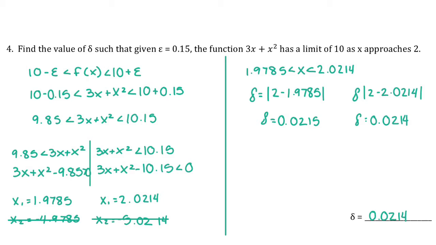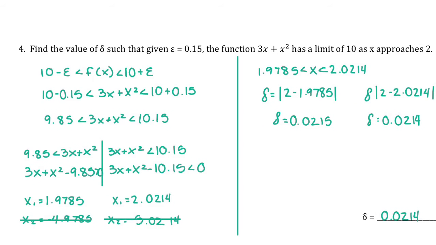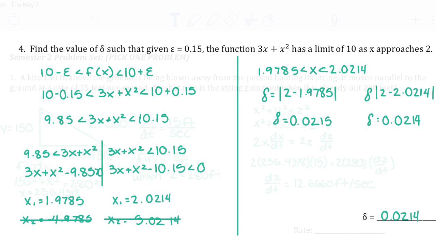Your next step, as seen on the right side of the page, is to take the absolute value of 2 minus both of your values, and that is what delta equals. So you get delta equals either 0.0215 or delta equals 0.0214, and you take the 0.0214 because it's the smaller value, and that's what delta equals.